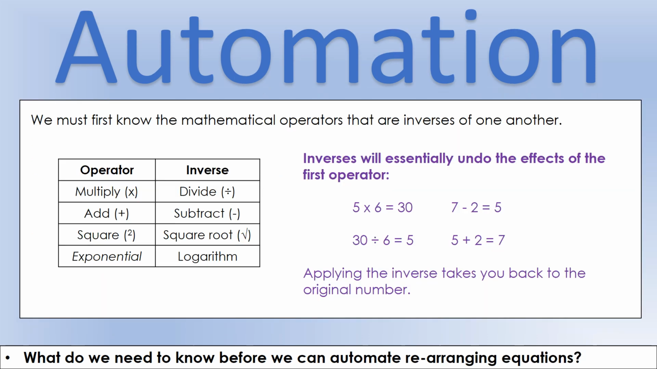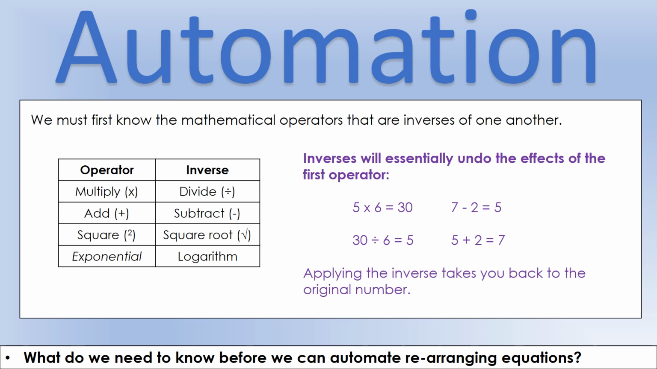So, what do we need to know in order to be able to automate this equation rearranging process? Well, we have to know the mathematical operators, and we have to know which ones are inverses of each other. That's what I've done here on the left-hand side. I've just got a table of an operator and its inverse. And so let's have a look.